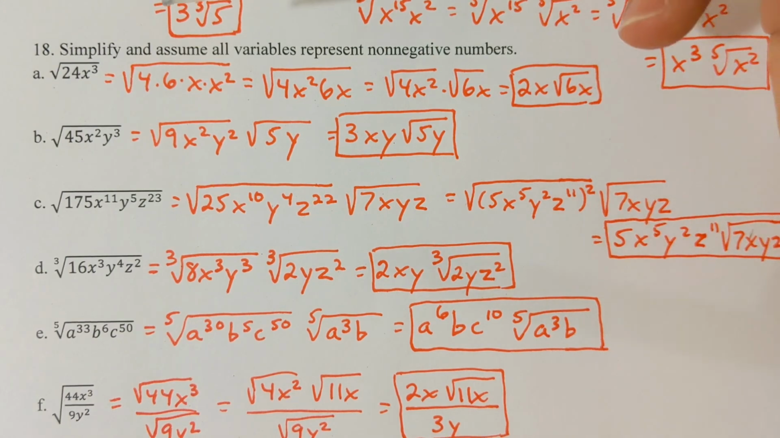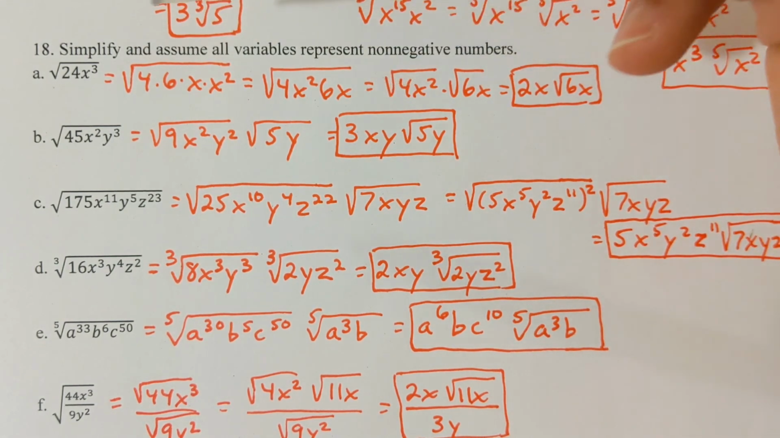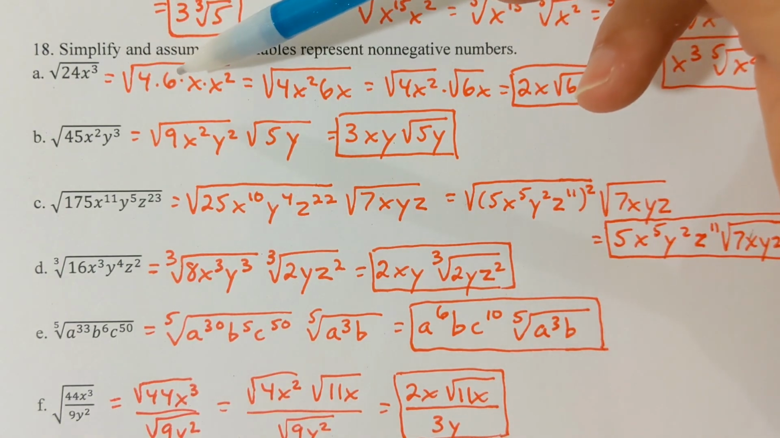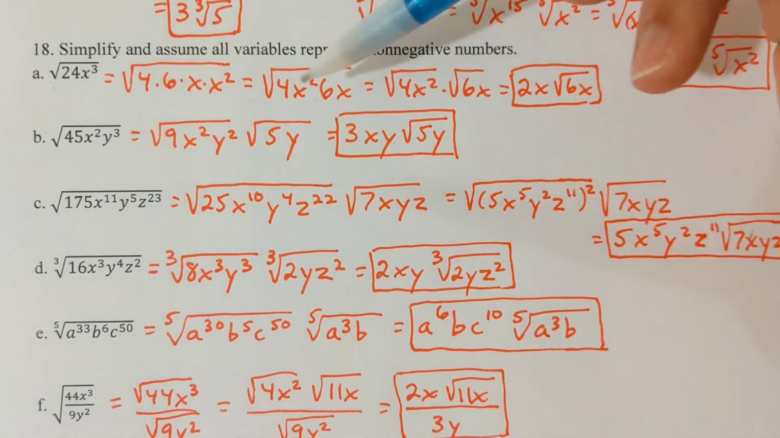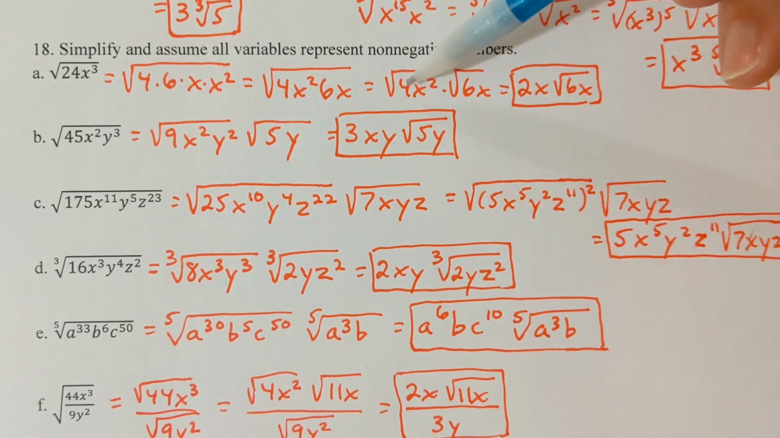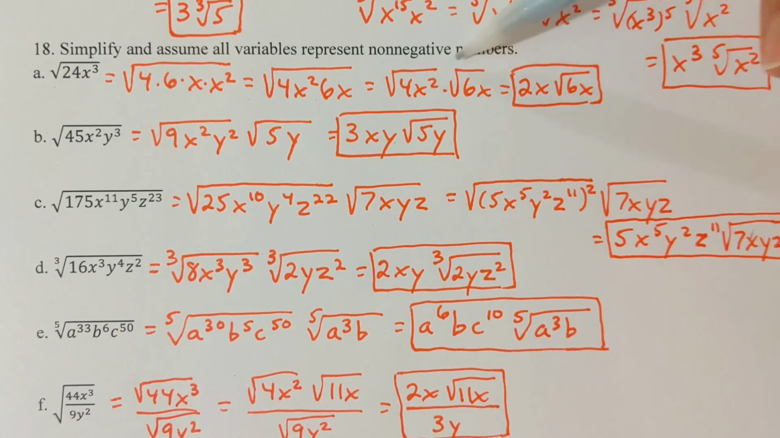Well, part A, I got the square root of 24x cubed. Now if I look at 24, lots of things multiply to 24, right? 3 times 8, 2 times 12, 4 times 6. Now I know the square root of 4, that's 2. So if I were to use 4 and 6, once I split this radical into 2, 4 is going to go in the first one since I know the square root of 4 is 2. 6 is going to go in the second one since that's going to be my leftover, in the second radical.